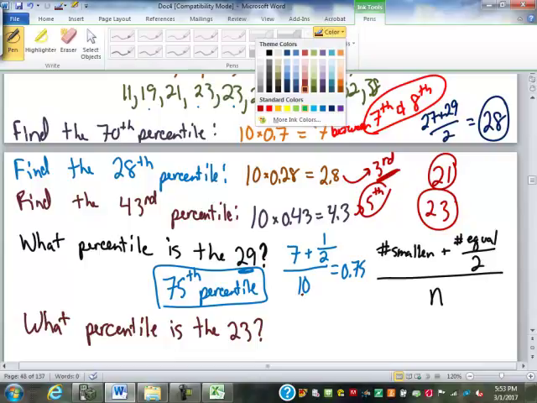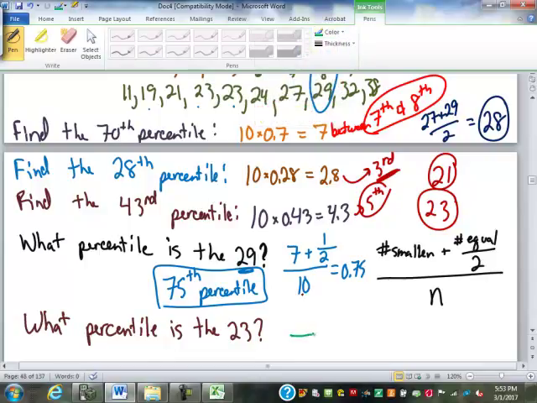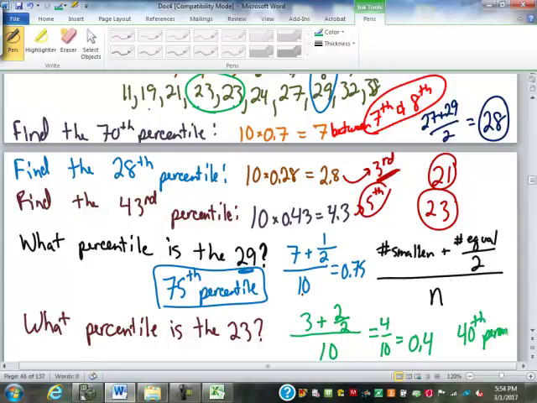So looking at, let's say, the 23. How many numbers in this list are smaller than the 23? 3. Very good. How many are equal to 23? 2. Good. So it's 2 divided by 2, over, and of course, n is still 10. So 3 plus 2 divided by 2, so that's 3 plus 1, is 4. Over 10 is 0.4. Move the decimal point or multiply by 100, that is the 40th percentile.